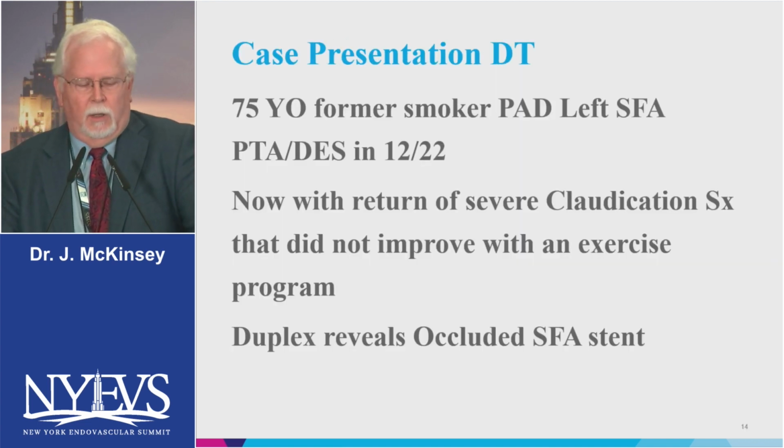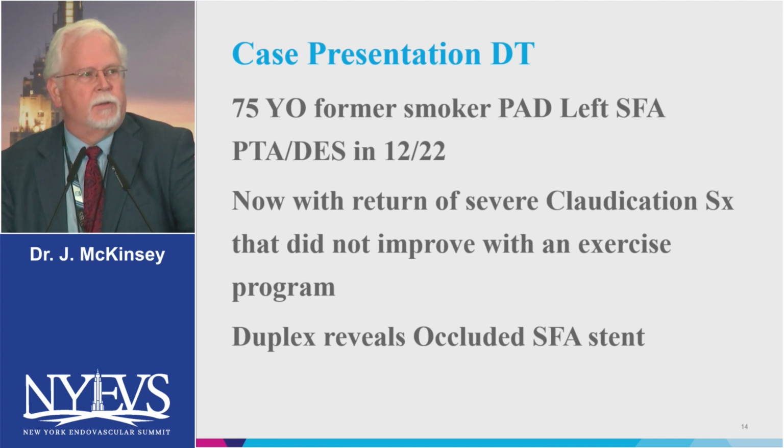And again, this is exactly what Andre is showing us now. This is a 75-year-old former smoker with peripheral artery disease. He had a left SFA angioplasty and stent with a drug-eluting stent at the end of last year. He now presents with severe one-block claudication. He had discontinued smoking. He said he could not tolerate taking his Plavix, which he had been placed on, because of headaches, and he had been put on an exercise program for about 3 months, and he did not show signs of improvement. His duplex scan did show an occluded left SFA stent.